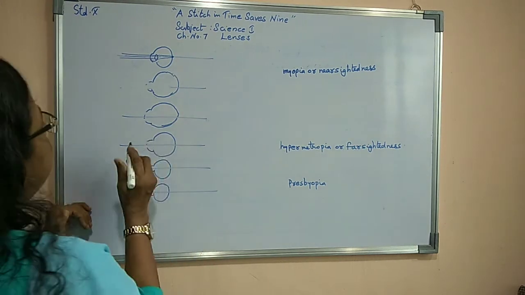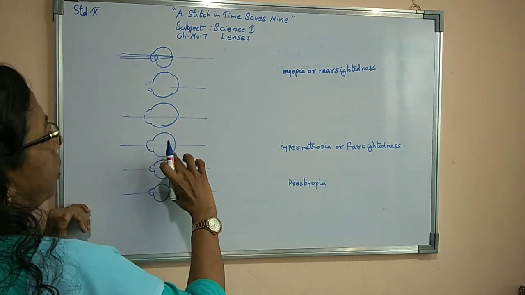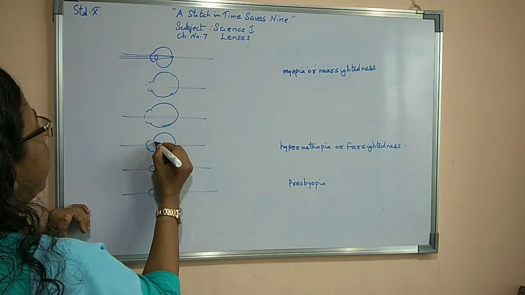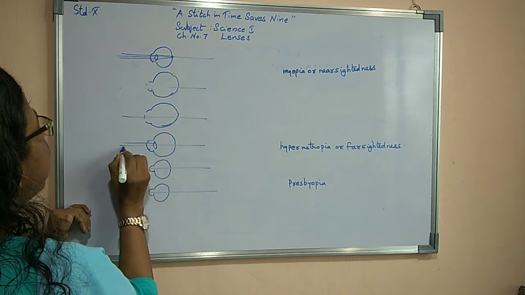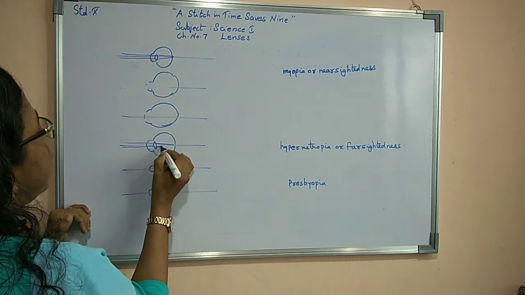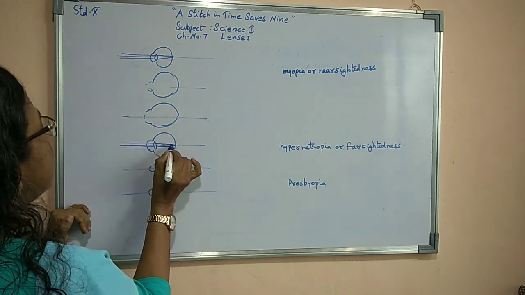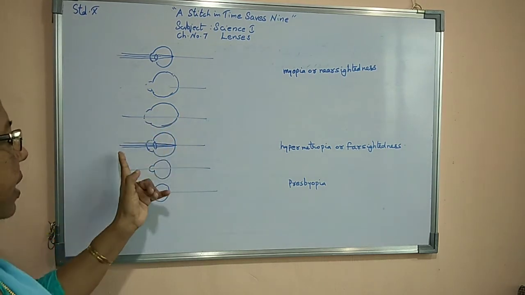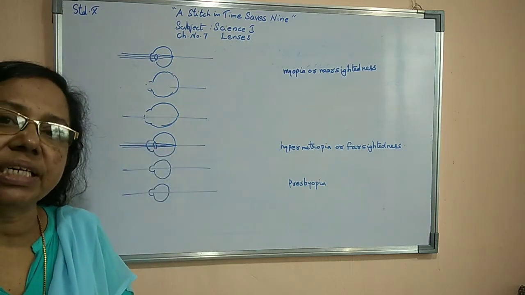Here also I am drawing the same figure. These three figures I am going to use to explain hypermetropia. So here I am explaining the normal eye vision. In the same way I am making the figure. Now the rays go and converge at the retina of the normal eye. Such people can see the nearby as well as far away objects clearly.